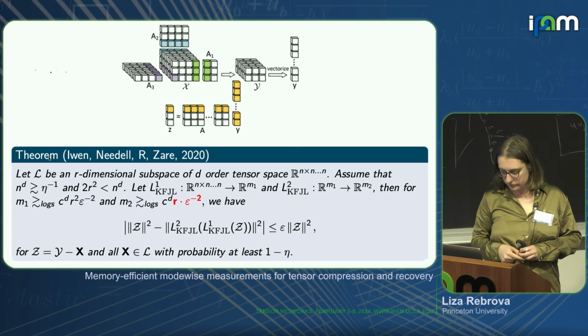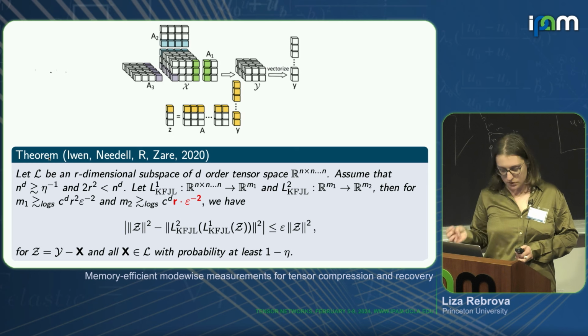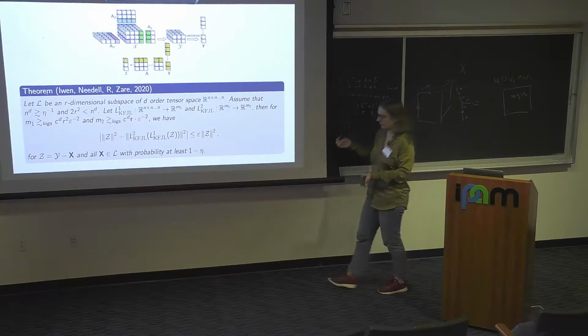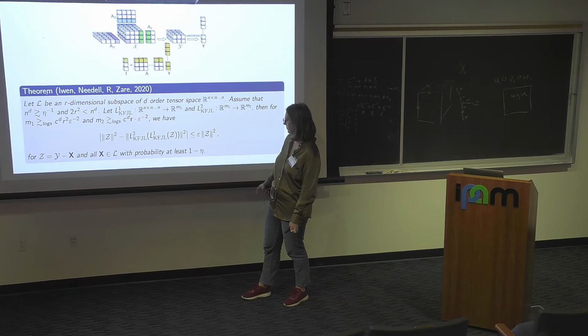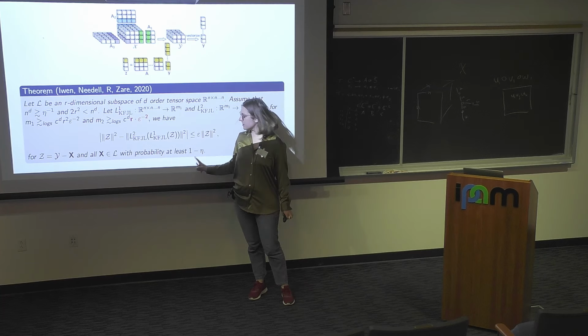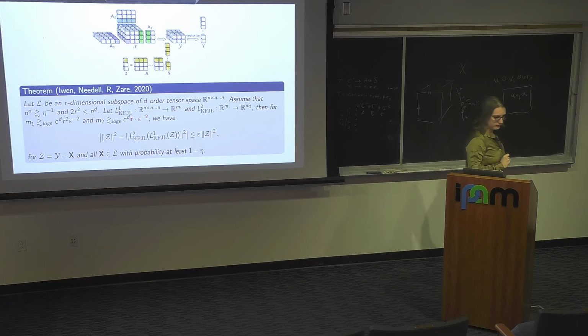Sorry, what is this eta? Epsilon or eta? Eta is probability. It is written in the way that eta is the probability you want to pick. Eta will be like 0.9 if you would like. Eta is my error, yeah. Epsilon is the distortion. Eta is a part of a probability model. You're allowed to be wrong, and that's the probability over the randomly chosen contraction.